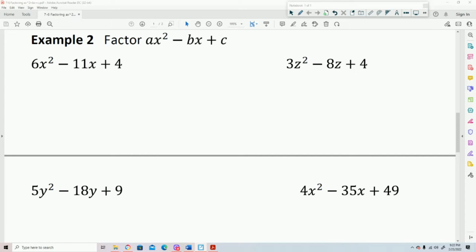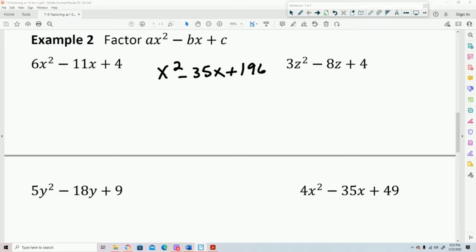Clear? One more of these. Okay, 4 times 49. Well, that's the downside of this. Sometimes they get a little large. x squared minus 35x. 4 times 49 is basically 4 less than 200, which is 196.